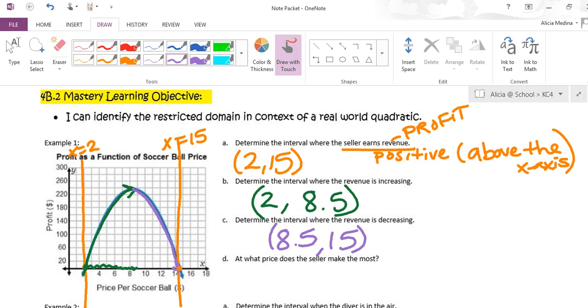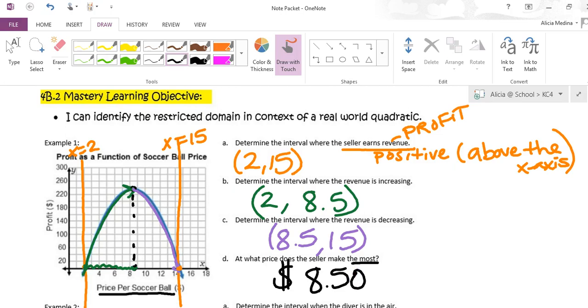At what price does the seller make the most? The most is going to be that highest point, that vertex point, right? At what price does he make the most money? Price is going to be our x-axis. So it's going to be whatever we decided that x value was for that vertex point right there. That is the highest point, that's why we use the most. And the price is in dollars, so that's going to be $8.50.